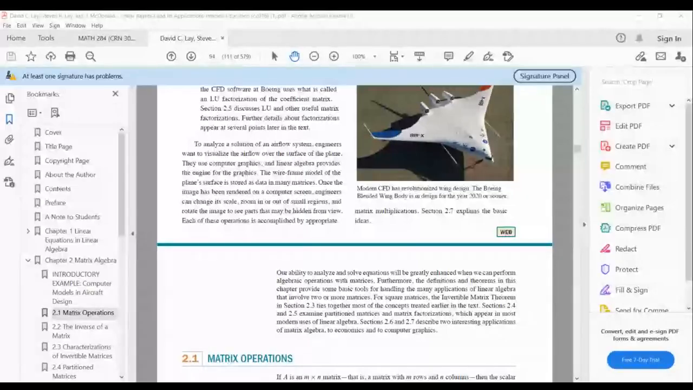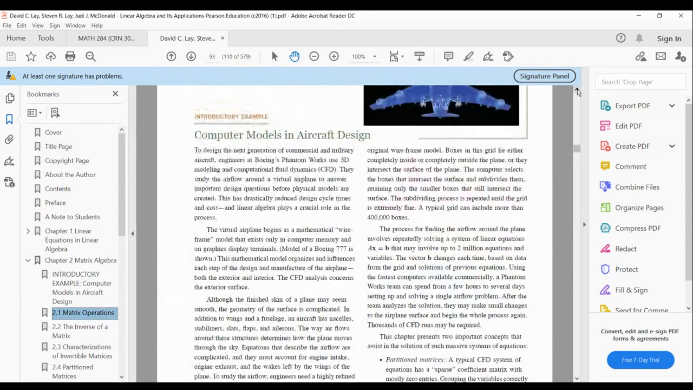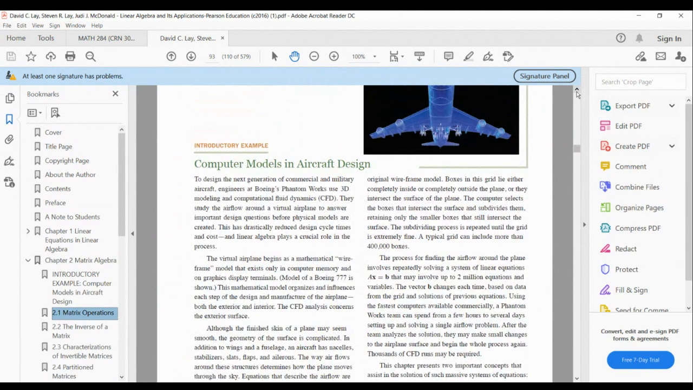Morning. So section 2.1 is really a very simple section. It's on matrix operations, adding matrices, multiplying matrices, and a lot of it is common sense, I would say. Like when a chapter begins, at the beginning of the chapter, they always show an application where matrices are used. And this example is about computer models in aircraft design.